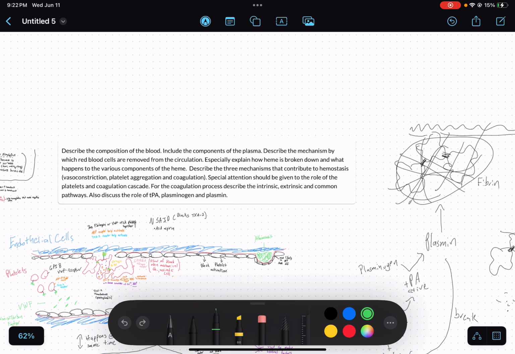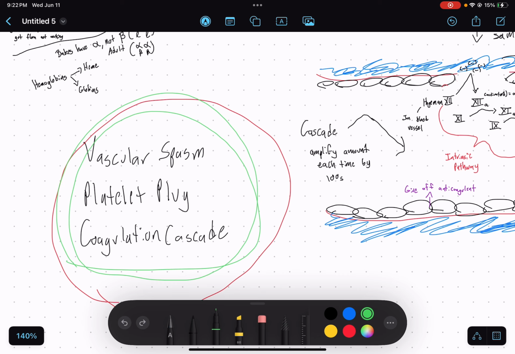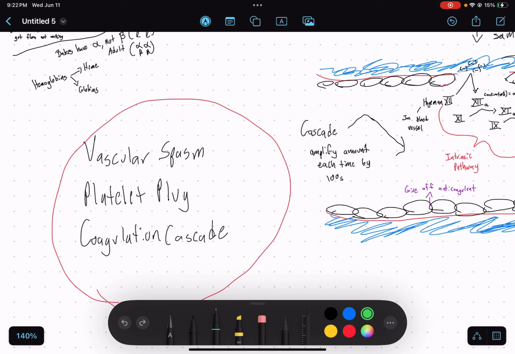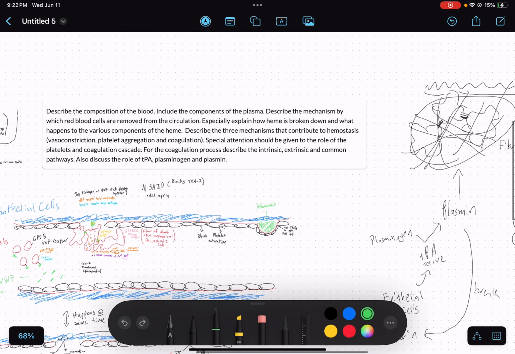All right, next it says describe the three mechanisms that contribute to hemostasis. So hemostasis is going to be contributed to by vascular spasm, platelet plug, and coagulation cascade. So with this being said, let's go ahead and dive into how this is going to work.